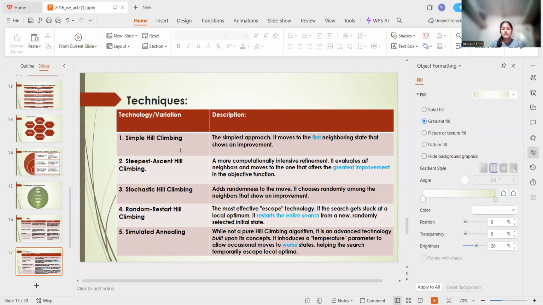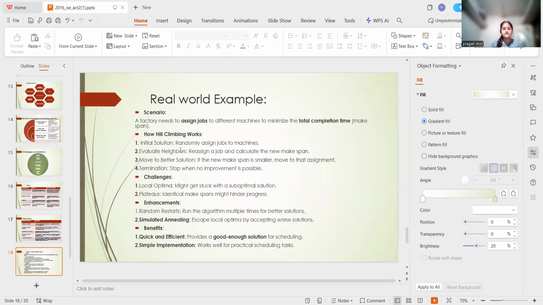Fourth is random restart hill climbing. It is the most effective technique. If a search gets stuck at a local optimum, it restarts the search from a new, randomly selected initial solution. And the last one is simulated annealing. While not a pure hill climbing algorithm, it is an advanced technique built upon the concept, and it introduces a temperature parameter that allows occasional moves to worse states, helping the search temporarily escape local optima. This is the techniques section. Next is a real world example.